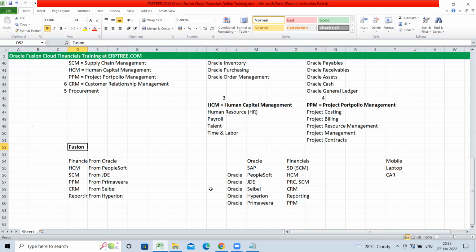Now, if you are going to use Fusion, you will see everything as Fusion. You don't see HCM as PeopleSoft, Finance as Oracle, SCM as JDE, PPM as Primavera. Everything you see is Fusion Financials, Fusion HCM, Fusion SCM, Fusion PPM, Fusion CRM, Fusion Reports. So everywhere the term is added. That is the meaning of Fusion. The best solutions they picked and combined as a single solution.